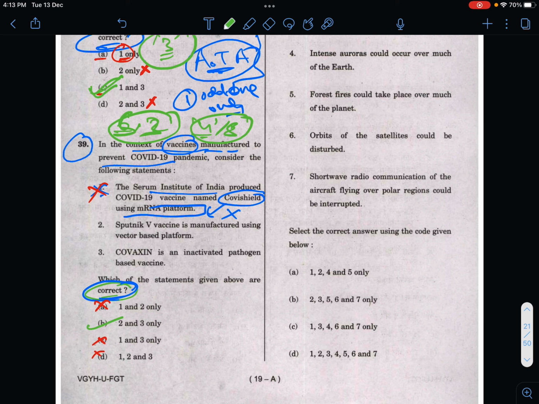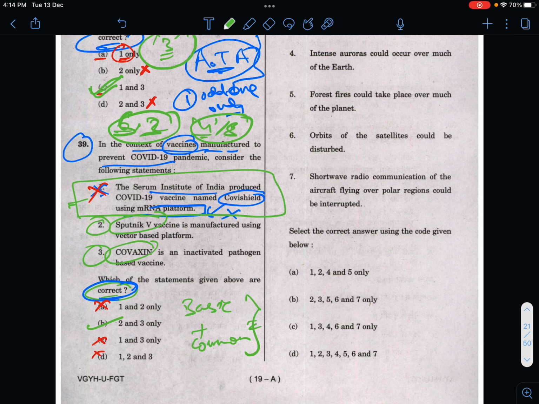So UPSC doesn't want you to know about Sputnik 5 or Covaxin idly. If you know it, well and good. But even if you're not aware of statement number 2 or 3, you can easily get to the right answer if this simplest of the trivia is known by you, right? So basic knowledge and common sense, I can't stress enough on this.